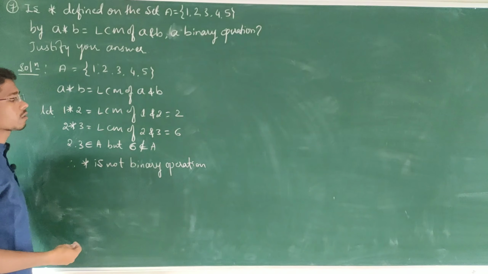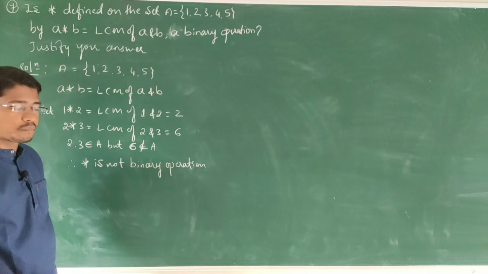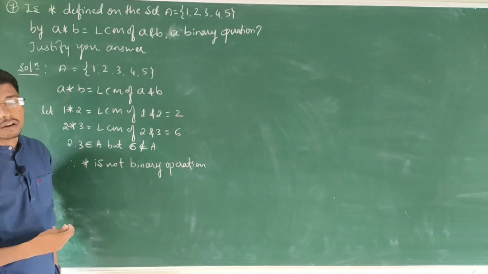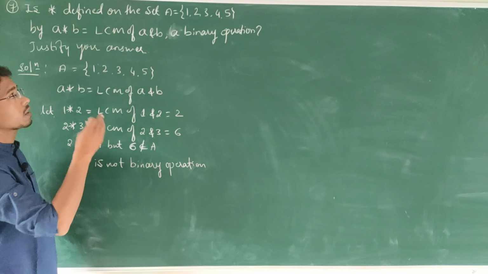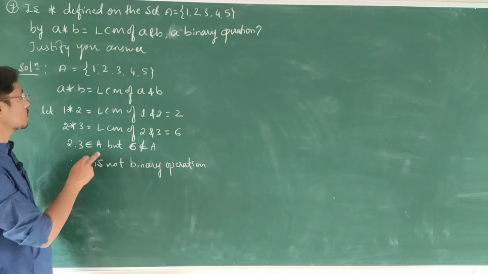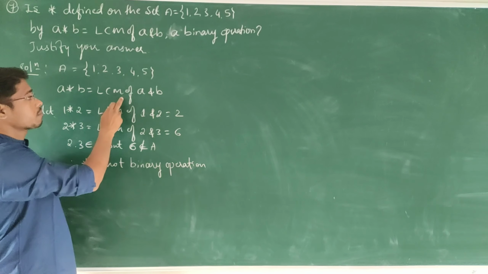So we can conclude that our answer is: star is not a binary operation on the set A. So the operation A star B equal to LCM of A and B on the set A is not a binary operation, because the LCM of 2 and 3, which is 6, doesn't belong to the set A. Therefore it is not a binary operation.